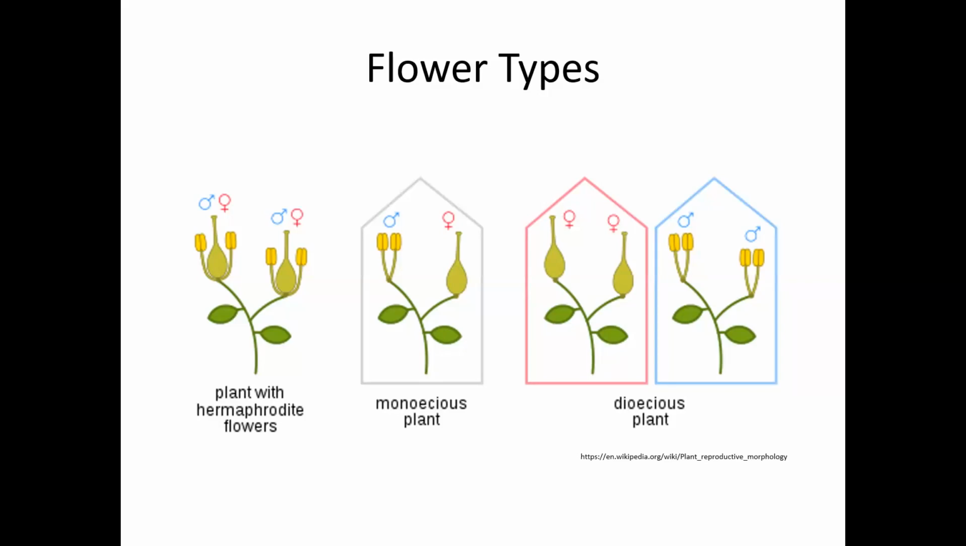So on some plants, you have hermaphroditic flowers. That means they're sometimes called perfect flowers, where they have both the male and female reproductive parts. Some plants have just male flowers and female flowers, but they're on the same plant. That's a monoecious plant, which means one house. That's why there's the little kind of house structure drawn around the diagram here. And then other plants have completely separate male and female plants, and that's called dioecious, which means two houses.